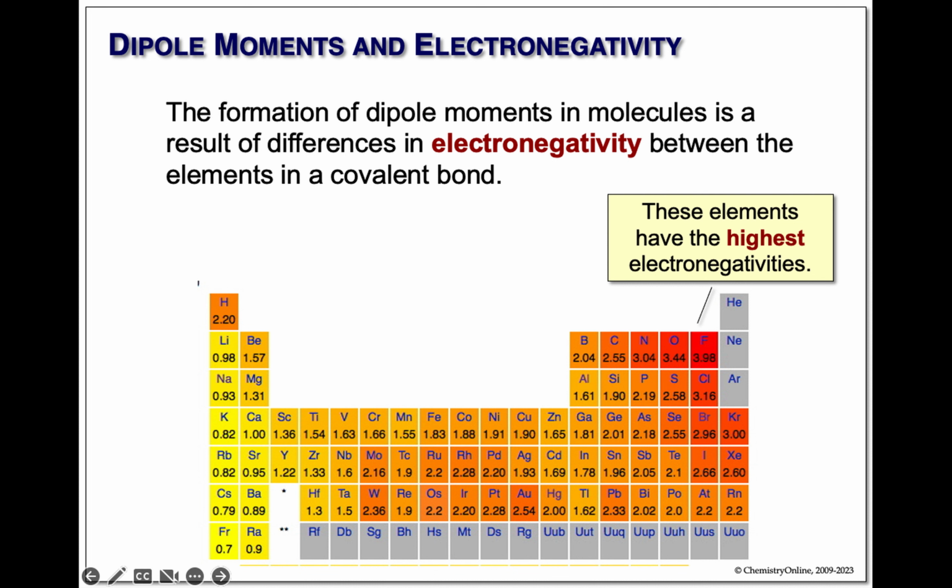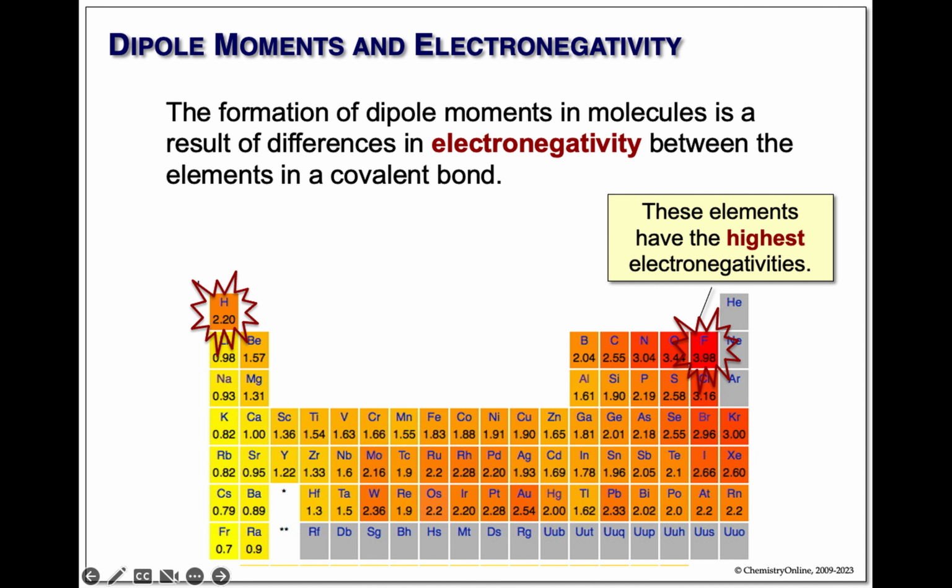Now, with HF, we're dealing with hydrogen and fluorine, 2.2 and 4. Electronegativity measures the ability of an atom to attract the electrons towards itself. So fluorine is sucking all the electrons in that covalent bond towards itself. That's why we get the polar covalent bond.